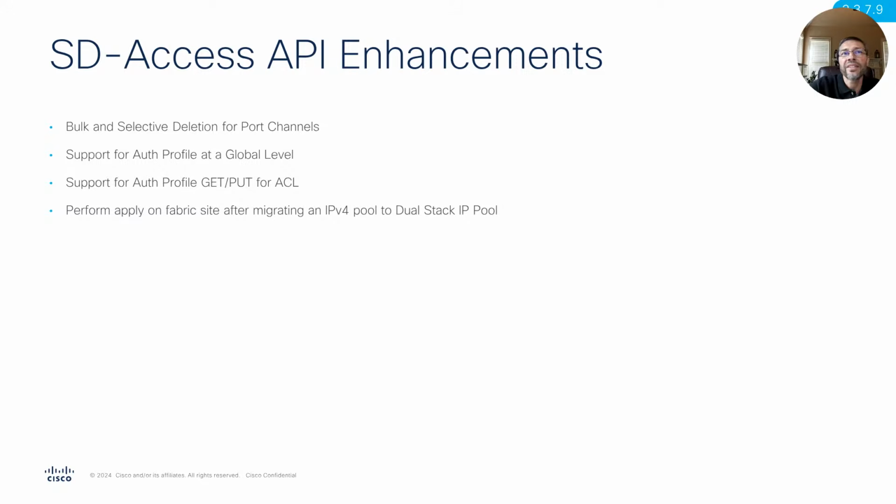Our SD-Access API enhancements. The API enhancements introduced here in 2.3.7.9 are added specifically to support bulk and selective deletion of port channels, streamlining network configuration management. Now you can configure your authentication profiles at a global level, simplifying your policy enforcement. Furthermore, the API now supports get and put operations for authentication profiles, specifically in relation to access control lists.